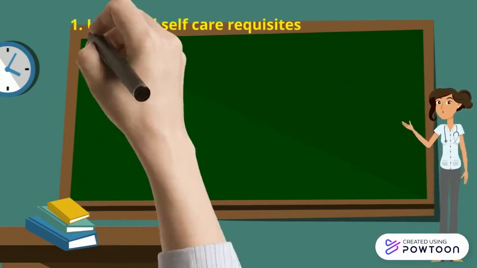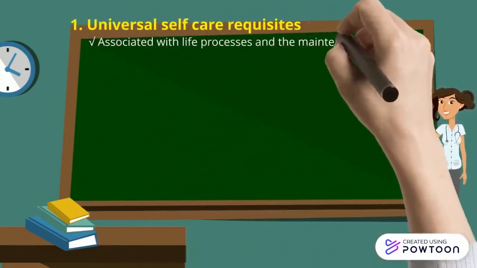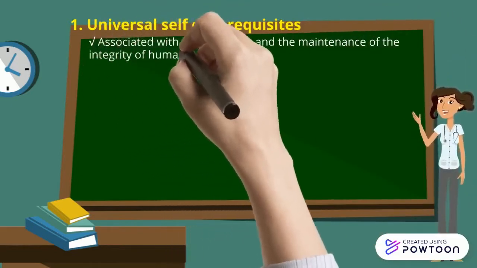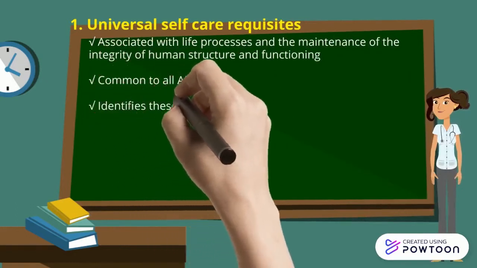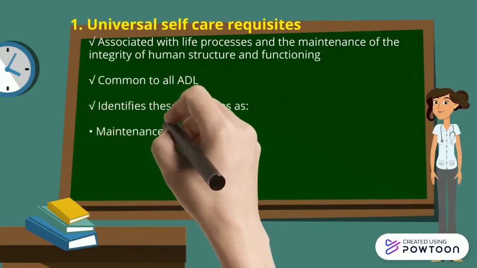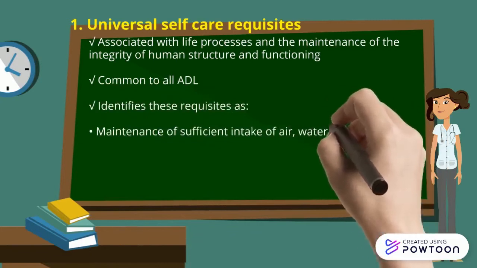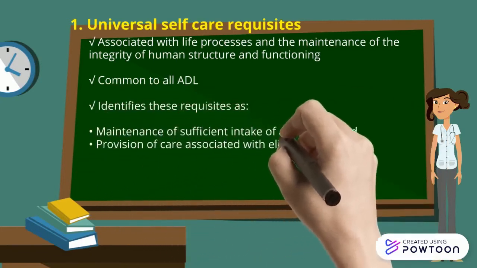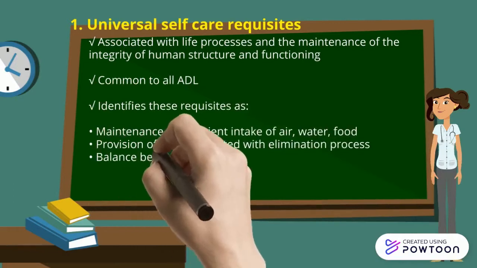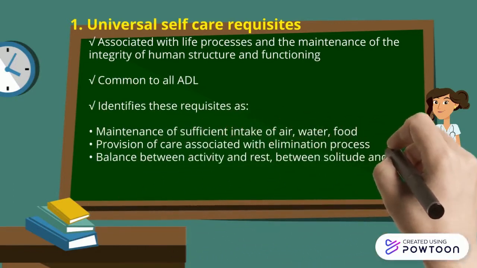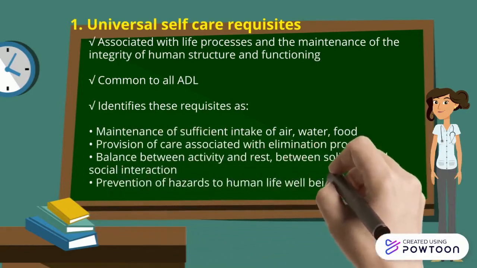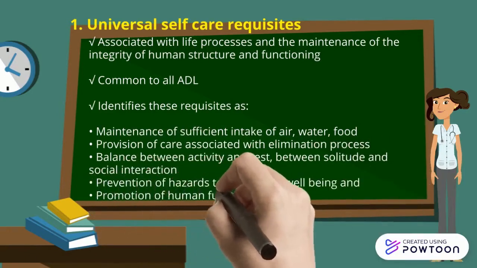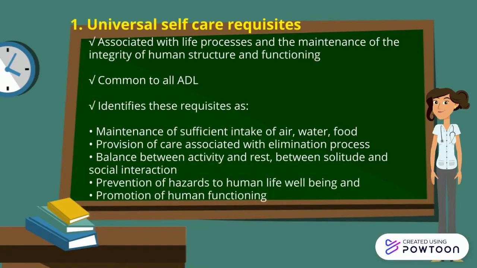Universal self-care requisites. It is associated with life processes and the maintenance of the integrity of human structure and functioning. It is also common to all activities of daily living. It is also identified as the maintenance of sufficient intake of air, water, and food, provision of care associated with elimination process, balance between activity and rest, between solitude and social interaction, prevention of hazards to human life and well-being, and the promotion of human functioning.